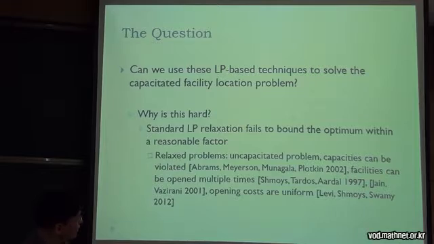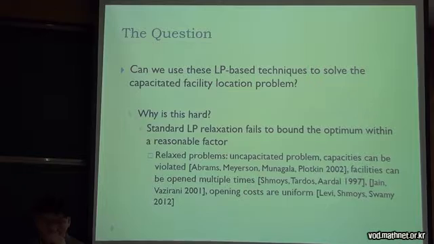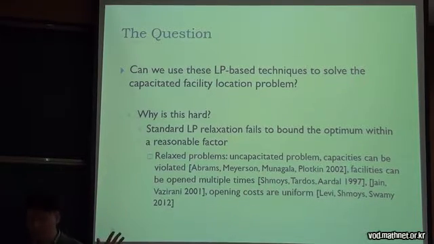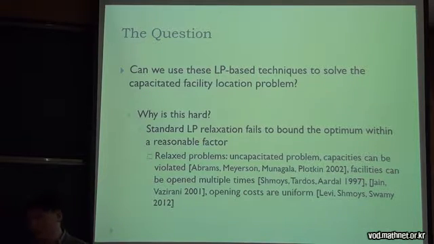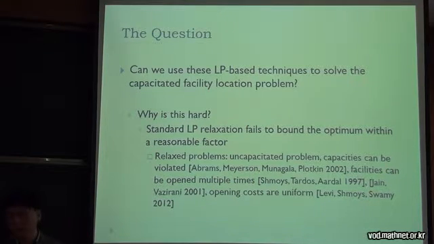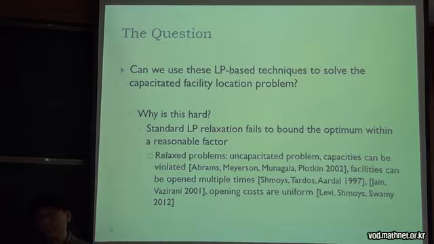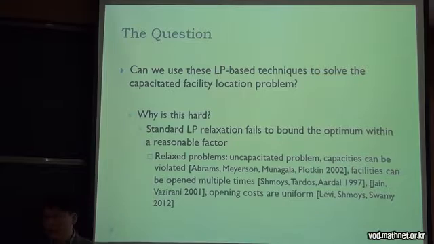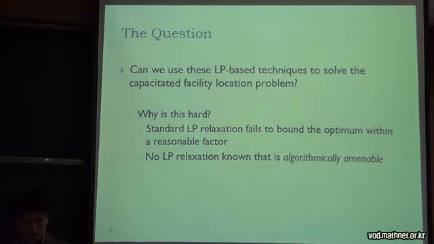In fact, this standard LP relaxation was used for many of the relaxed problems, such as the uncapacitated problem that I have just talked about, or the version where capacities are allowed to be violated but by some provable factor, or some of the versions where we allow facilities to be opened multiple times by paying more opening cost, and in some of the other problems opening costs are assumed to be uniform. So for many of these problems, the standard LP relaxation actually gives a good bound and gives a good algorithm, but for the problem that we want to solve, it doesn't give any reasonable bound. So that was the difficulty.